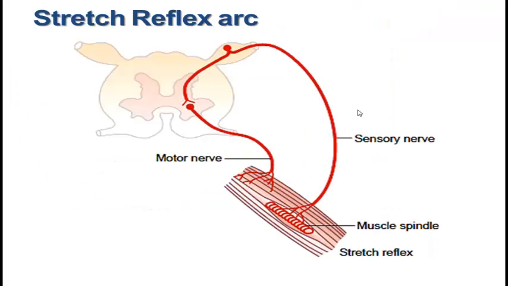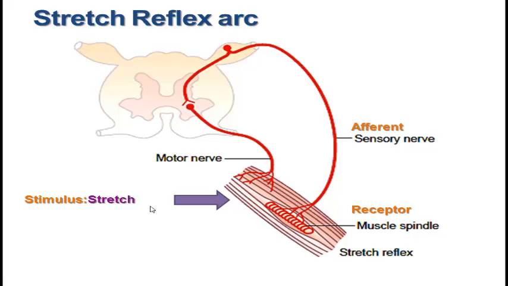For the stretch reflex arc, you have to know what the receptor is, what the afferent is, what the efferent is, and what the effector is. As you can see, this is a monosynaptic reflex. There is only one synapse within the reflex arc. So the stimulus for this reflex is stretch of the innervated muscle, and the receptors are muscle spindles.